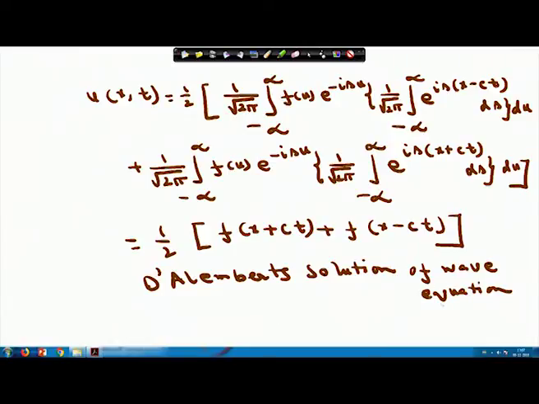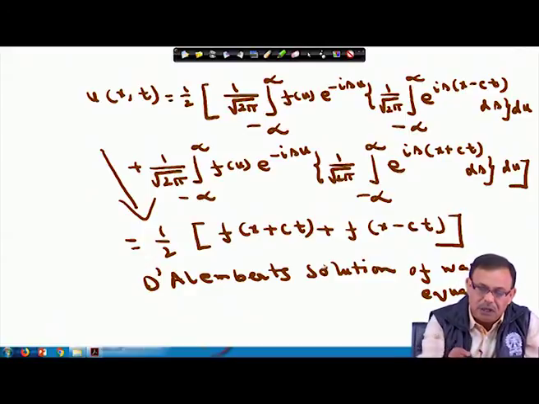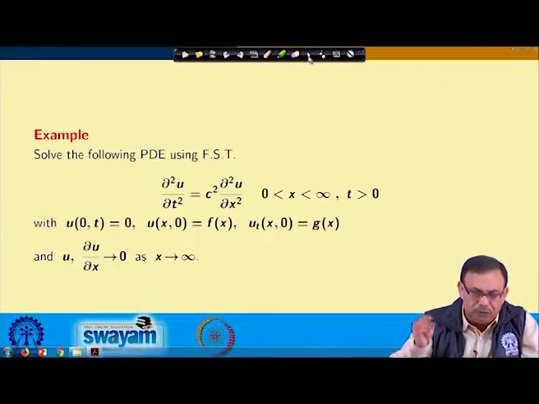Therefore, for the wave equation, if I have an equation of that type, u(x,t) will become half into this thing, and this we have written. I am not showing you due to the time constraint. This I can obtain using the Fourier integral formula. Similar type of one more problem we will do.